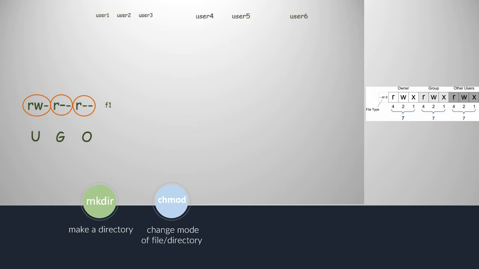Now, to demonstrate this better, let's consider a set of users and groups in a Linux system. Let's say there are 6 users in a system: user 1, user 2, user 3, user 4, user 5, and user 6. Now, for easy administration, these users are combined into groups. Let's say the first 3 users are put into group 1. The next 2 users are put into group 2 or G2. And the last user is put into a third group, G3.